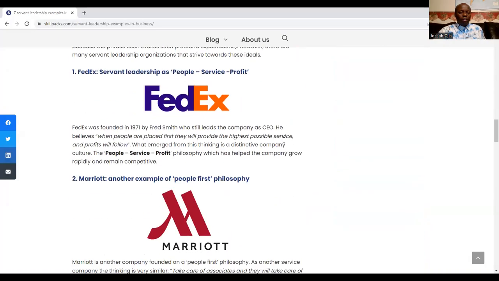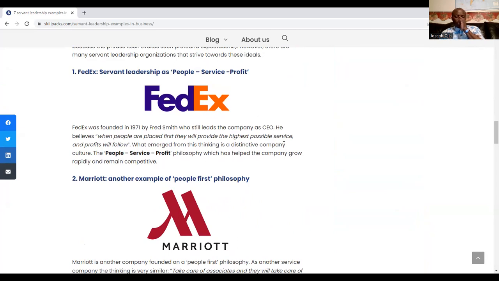We have FedEx. Let me start with FedEx. All these big companies, the people who run them are very humble, and they are servant leaders. They put employees first, and the employees in return put the customers first. What happened in the end? The company became very successful.